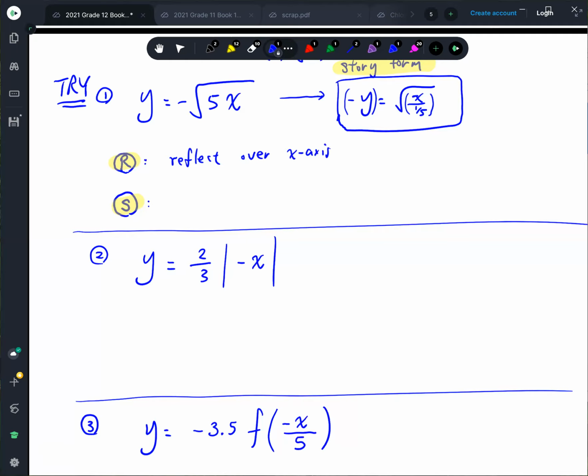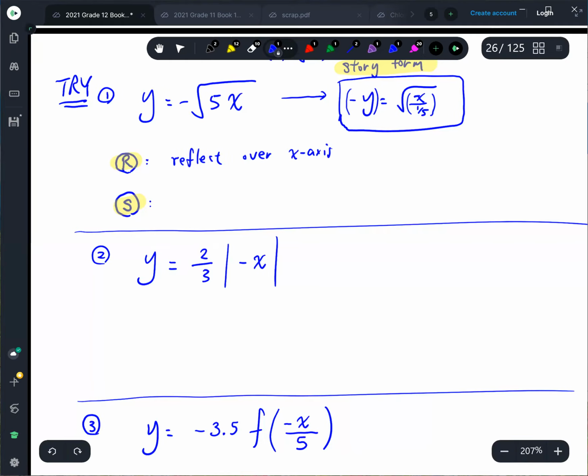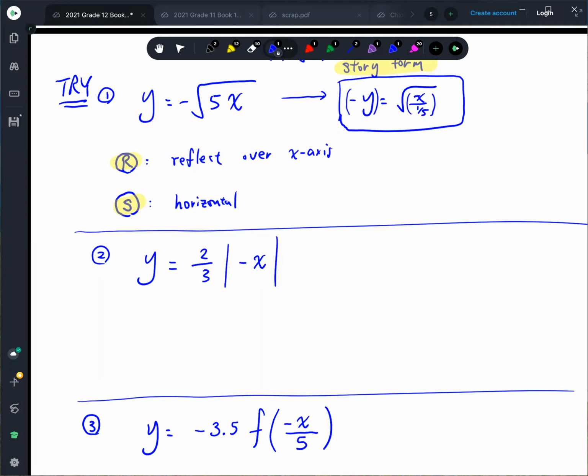Do you know how? How do we tell? What's your answer for the stretching? Is it vertical or horizontal here? Horizontal. Okay, how do you know it's horizontal? Because it has a negative sign. No, nothing to do with negative. Negative is for the reflection. We are done with that.